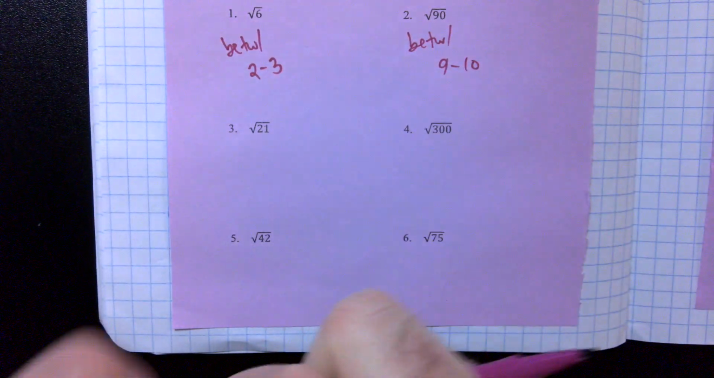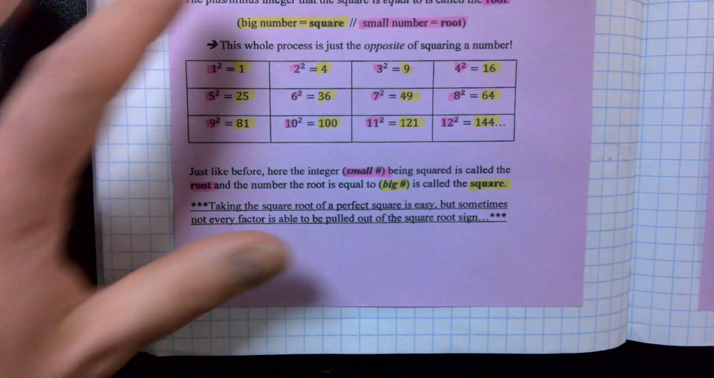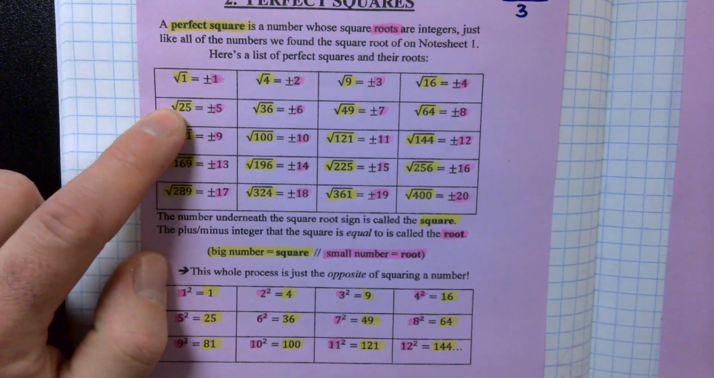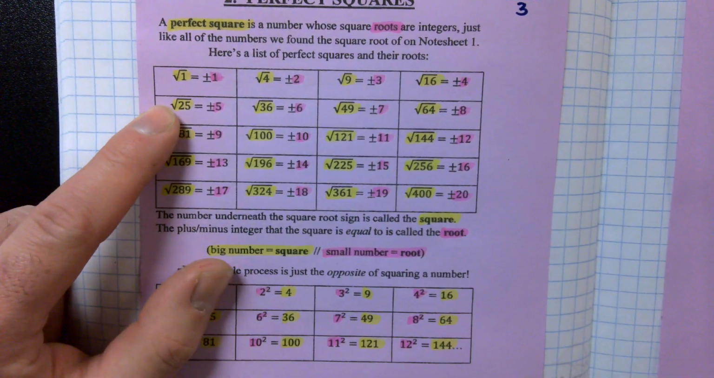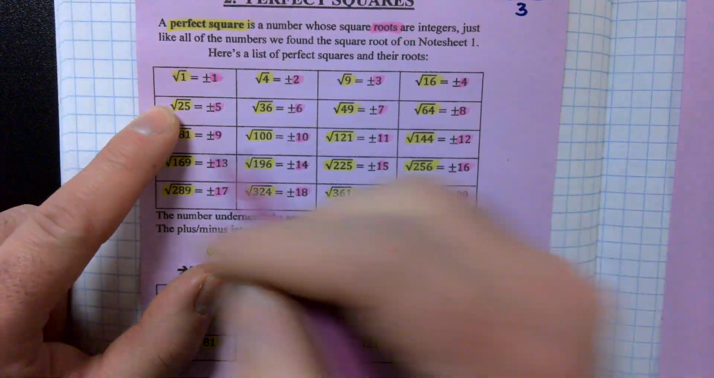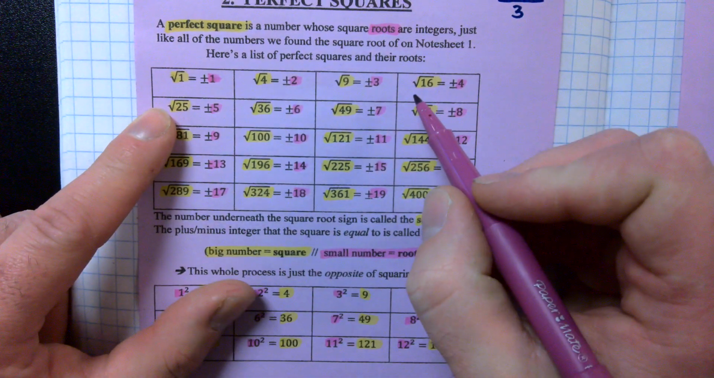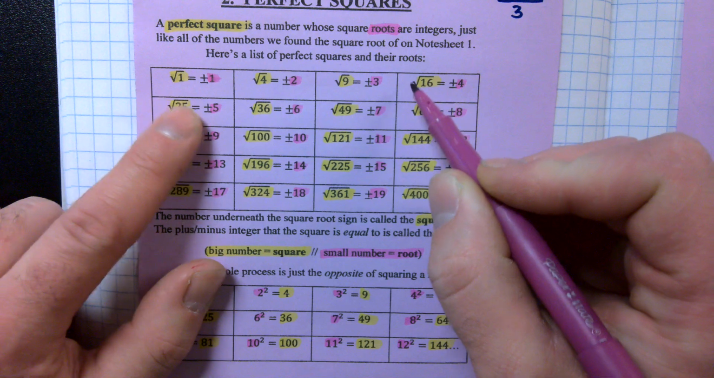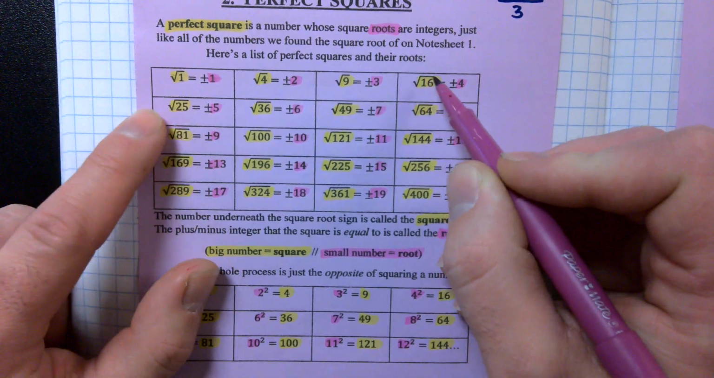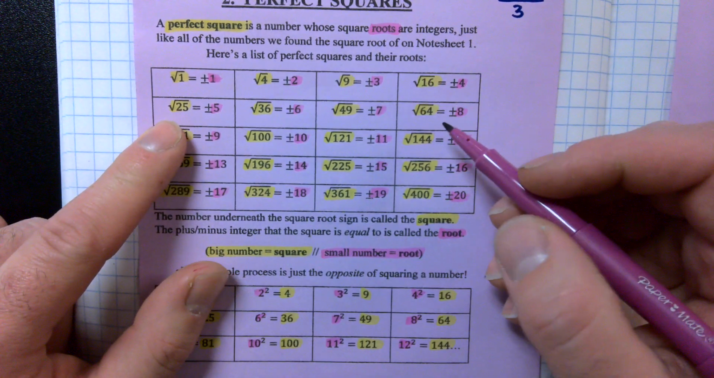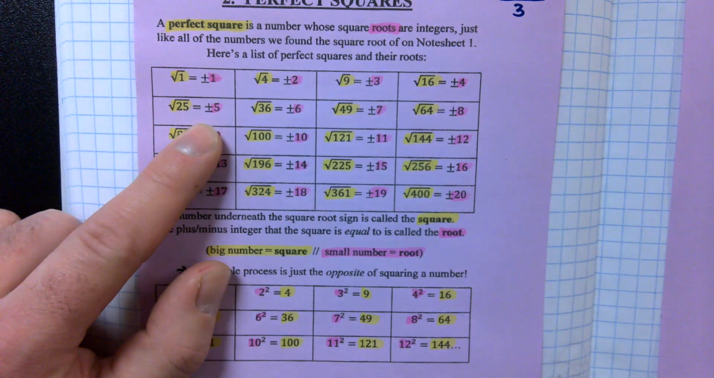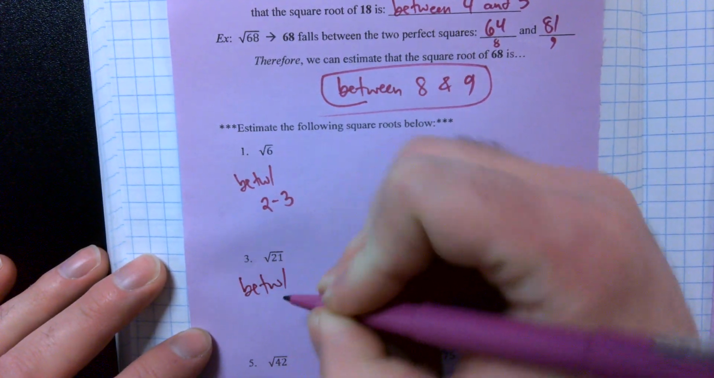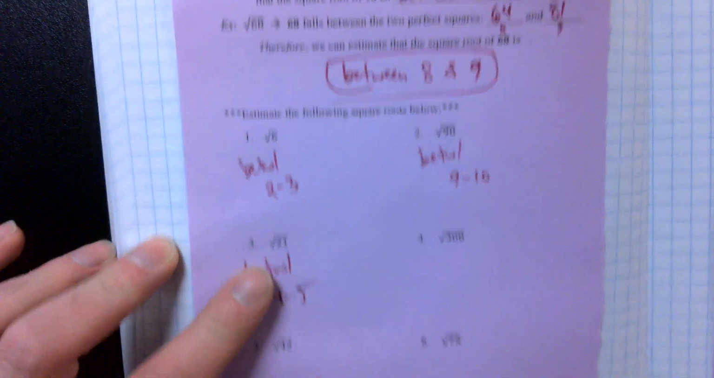All right, 21. What's the closest perfect square would you say to 21 here? Probably 25, right? Is 21 more than 25 or less than 25? It's less. So we've got to look backwards, right? 21 is going to be in between 16 and 25. So the square root of 21 is going to be in between what? 4 and 5. Right? We're using the roots as our answer, not the squares. Between 4 and 5.